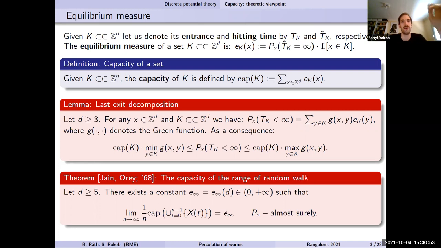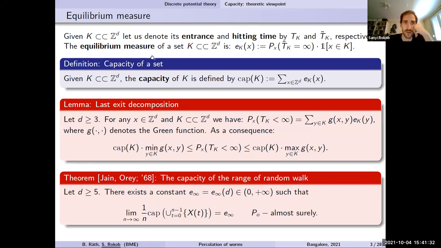So we are in the random walks theory, so we can define the entrance time and hitting time of any finite set as usual. And if we are considering the hitting time, we can define this equilibrium measure, which basically says: given a finite set K, what is the probability that, starting from a point of this K, we escape to infinity without visiting K again.